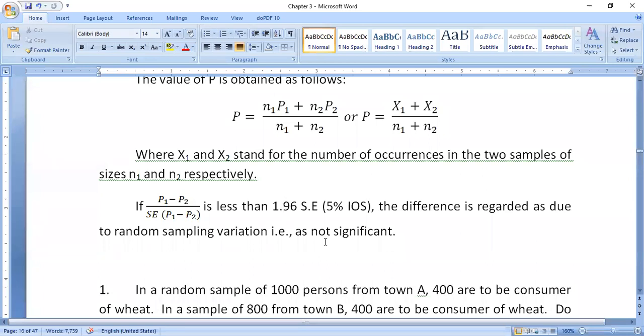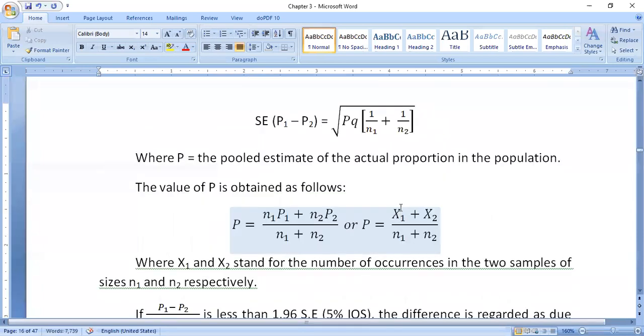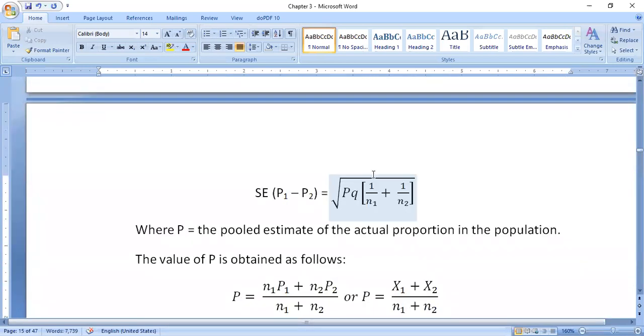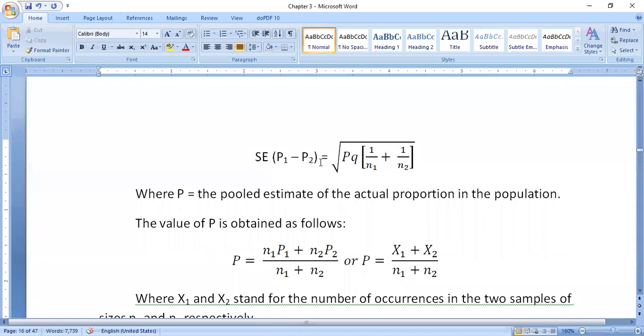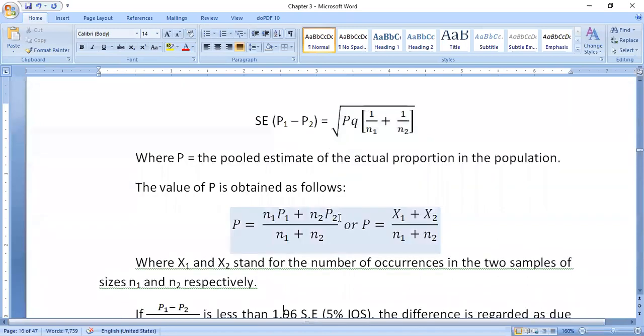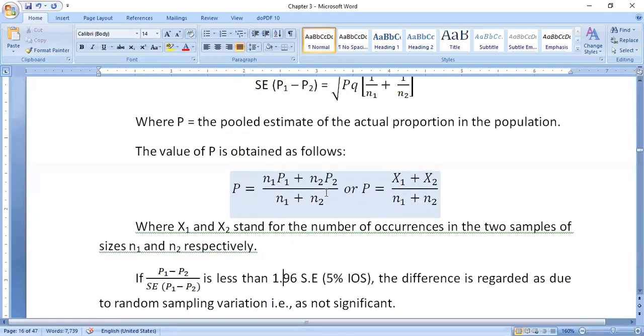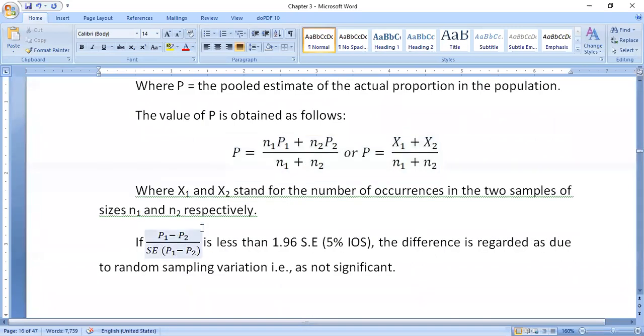So we will see the problem here. Once again, observe the formulas; two formulas are important here. Standard error of p1 minus p2 is equal to the square root of pq into 1 by n1 plus 1 by n2. Then p is equal to n1 into p1 plus n2 into p2 divided by n1 plus n2. This is the calculated value principle: CV equals p1 minus p2 divided by standard error of p1 minus p2. So we will see the problem here.